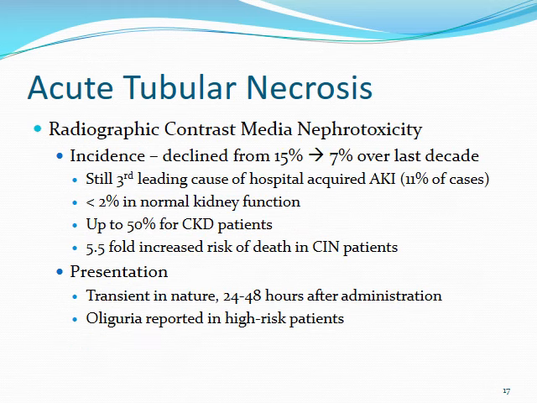One of the next big causes for acute tubular necrosis is going to be radiographic contrast media induced nephrotoxicity. Now, the incidence has definitely gone down over the past decade. It used to be around 15% or so, down to 7% over the last decade. And these agents still end up being around the third leading cause of hospital-acquired acute kidney injury, so around 11% or so of those cases.